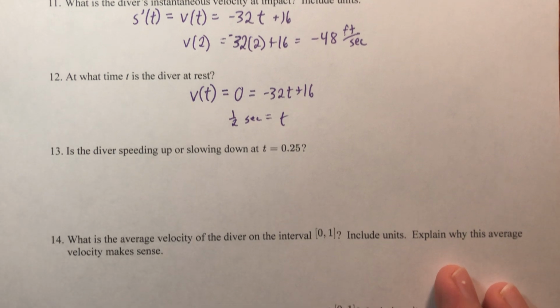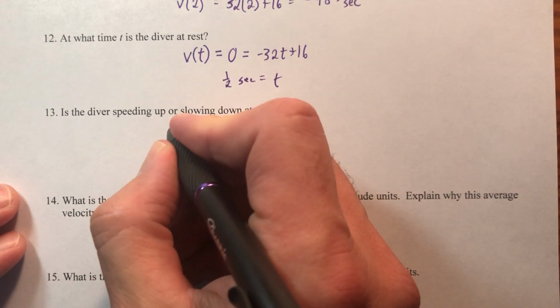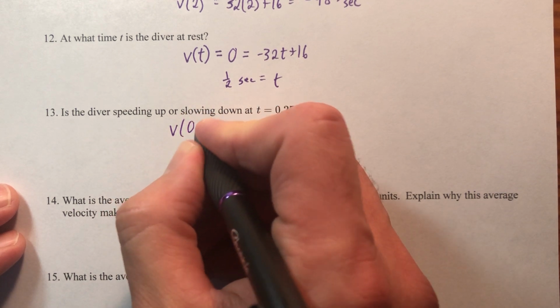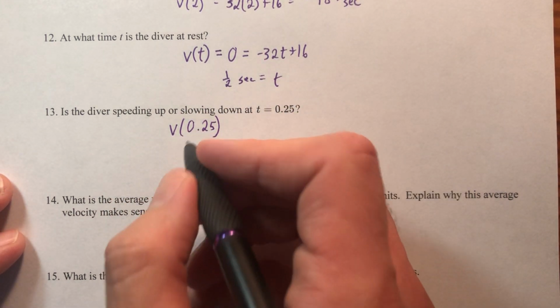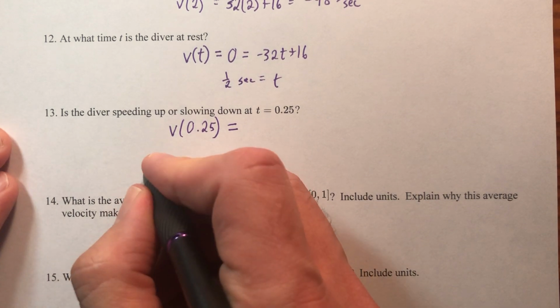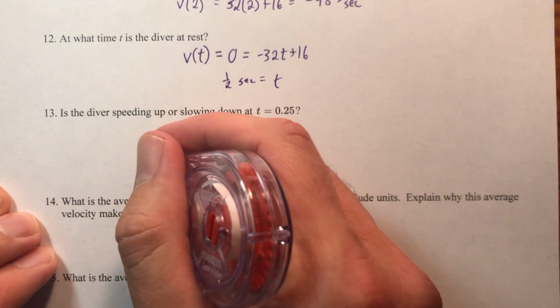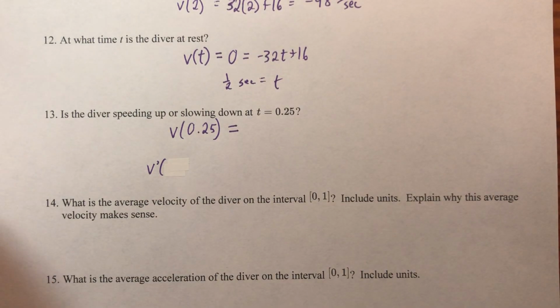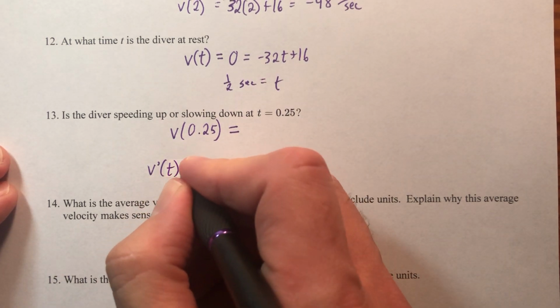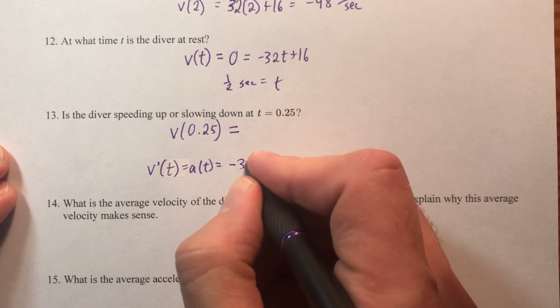So I want to know if the diver speeds up or slows down at a specific time. And that is best done by plugging in a number into the velocity function. We'll figure that out. And also plugging a number into the acceleration function, which we haven't found yet. So the derivative of velocity. Oops, let's not plug in 0.25 yet. Let's go ahead and define the acceleration function as the derivative of velocity. And that's going to give me just simply -32.